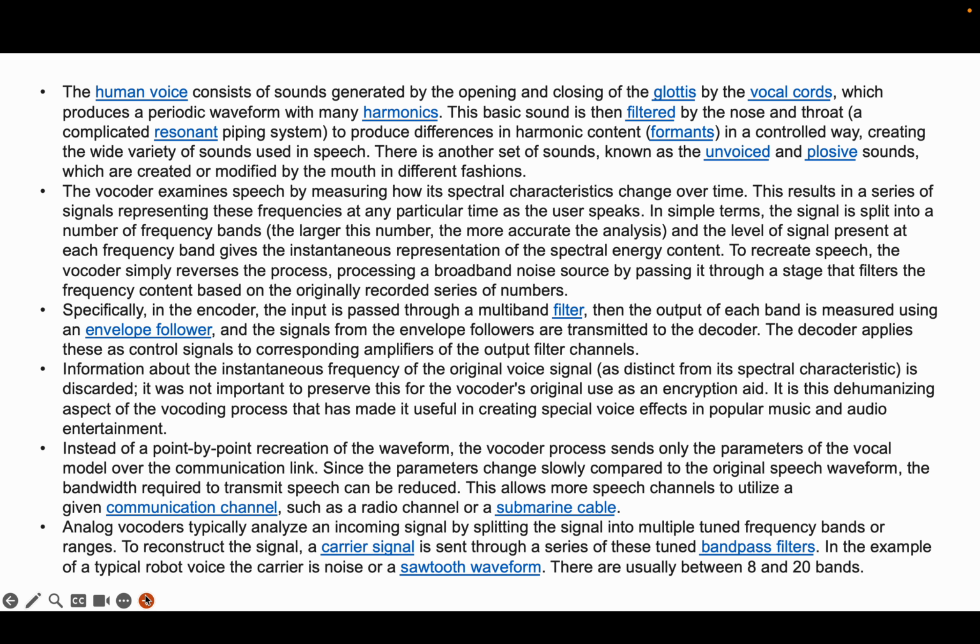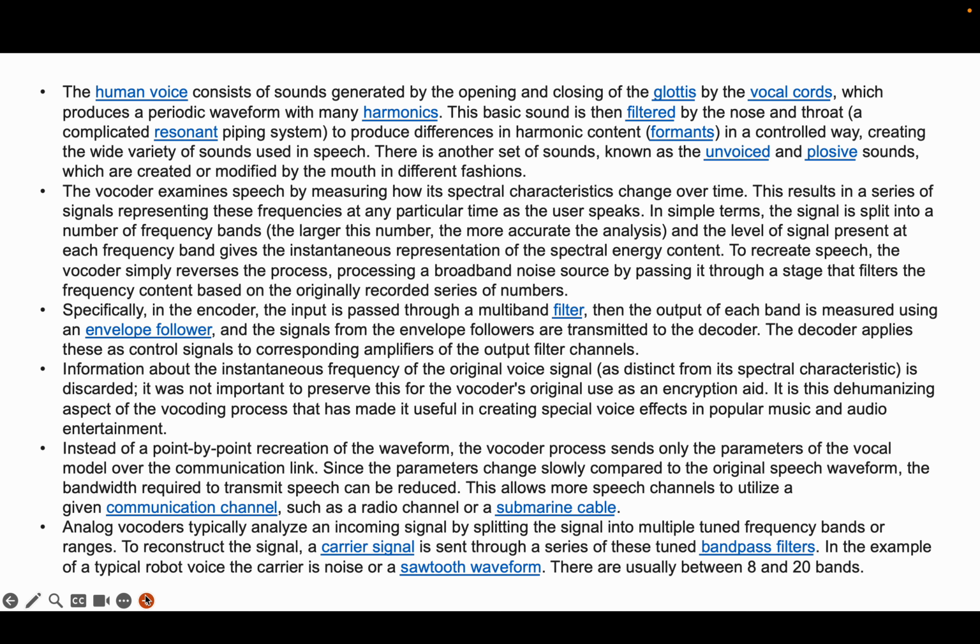Produces different kinds of harmonic content. We've talked about the fact that you have other sets of sounds known as unvoiced and plosive sounds. The vocoder looks at speech to determine how the spectral characteristics change over time, and the result is a series of signals that represent these frequencies at any particular time the user speaks.